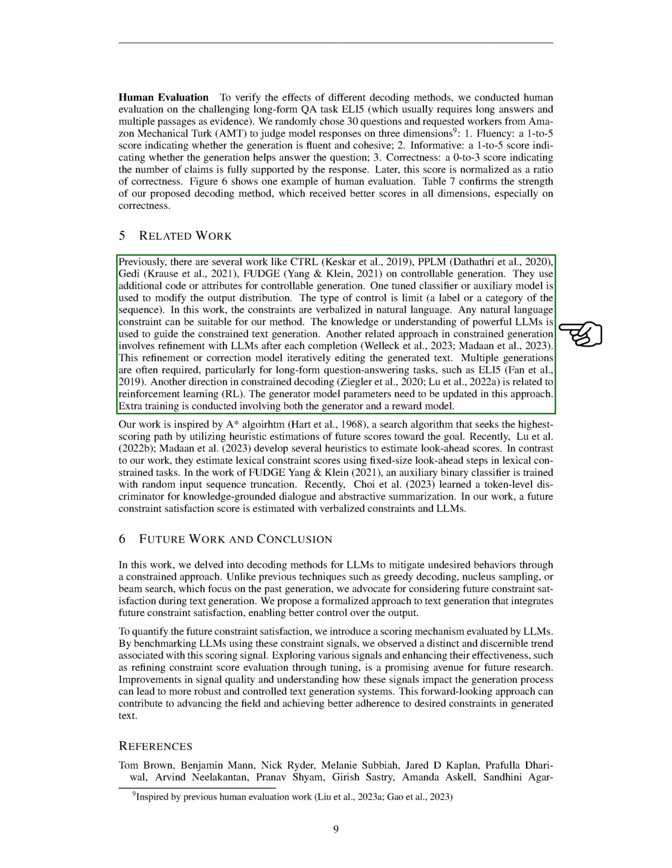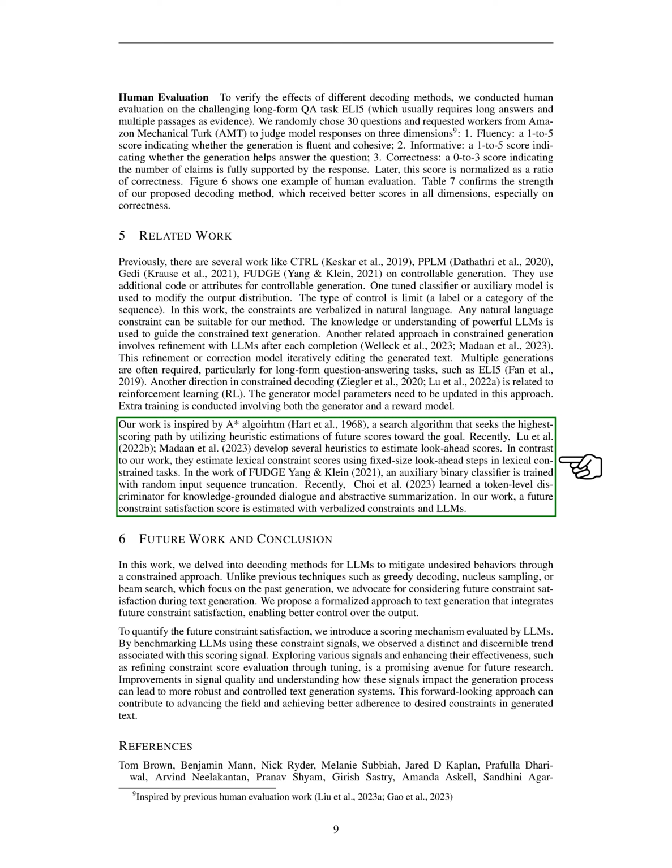Another related approach in constrained generation involves refining the text with language models after each completion. This model iteratively edits the generated text, often requiring multiple generations, especially for long-form question answering tasks like Explain Like I'm 5. Another aspect of constrained decoding is related to reinforcement learning. In this approach, the generator model parameters need to be updated. Additional training is conducted involving both the generator and a reward model.